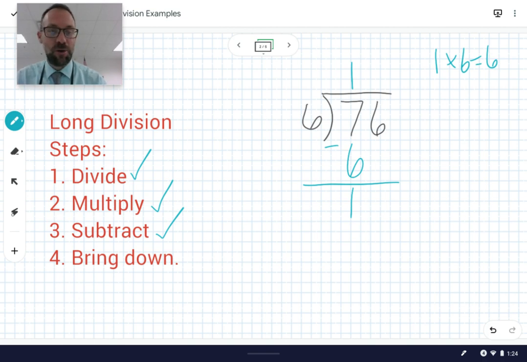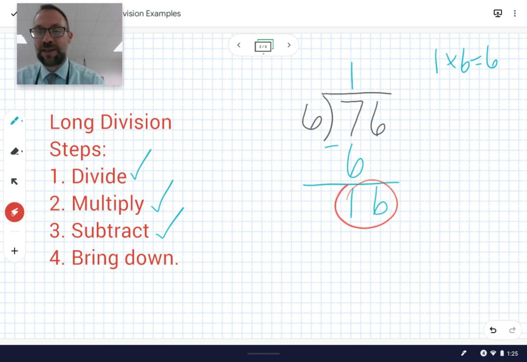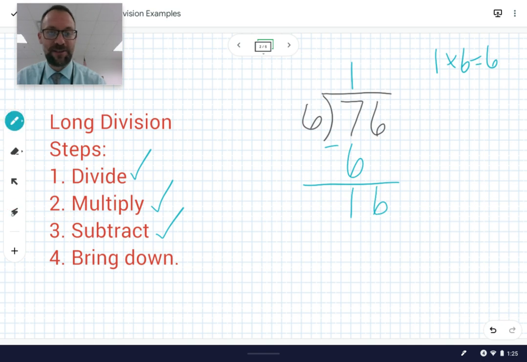And now we bring down the next part, the next digit in our dividend. That is 6. So we're going to bring that down. And we're going to write it next to the remainder. So now the next dividend is 16. That took care of the bring down step. So now we go back to the top where we start all over again.